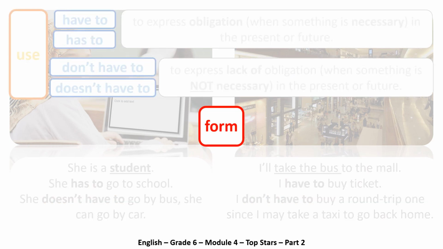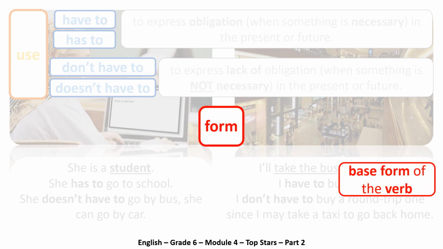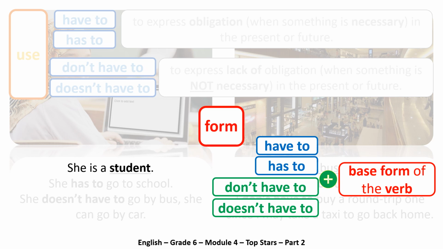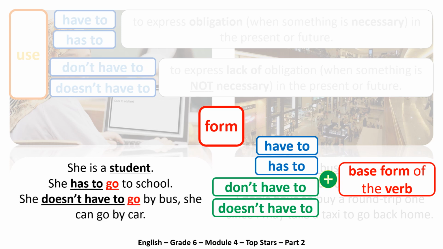If we go to the form, we use the base form of the verb after have to, has to, don't have to, or doesn't have to. She is a student. She has to go. So here we use go, the base form of go, after has to. Next, she doesn't have to go by bus. Here also, we use the base form of the verb go after doesn't have to.